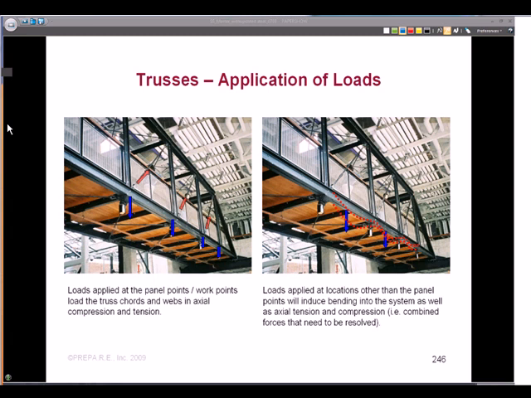How do we apply loads to a truss? And this is the Pratt truss in our example that we'll work with shortly. And why I picked this example or these pictures, this is actually in Monterey, California, at the aquarium, the footbridge within there. Okay, and this really shows applying loads at the panel points and applying loads away from the panel points.